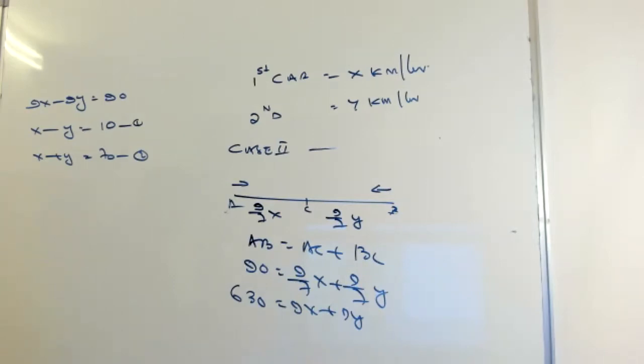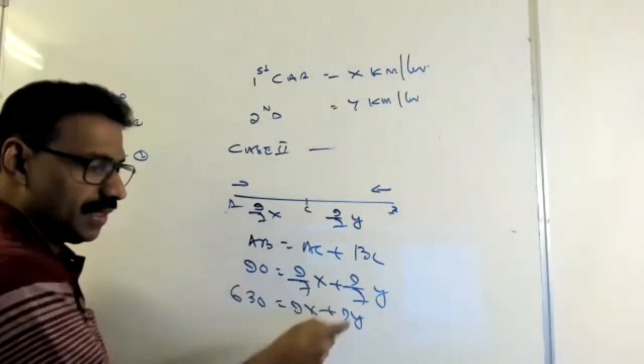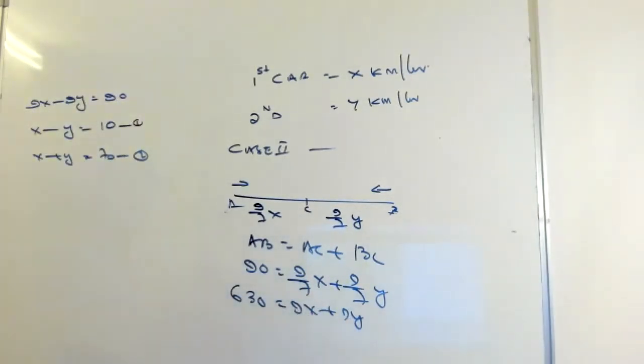Sir, how did you get 630 equal to 9x plus 9y? I multiplied by 7, 90 into 7 is 630, and 9x plus 9y, right? Okay, sir.